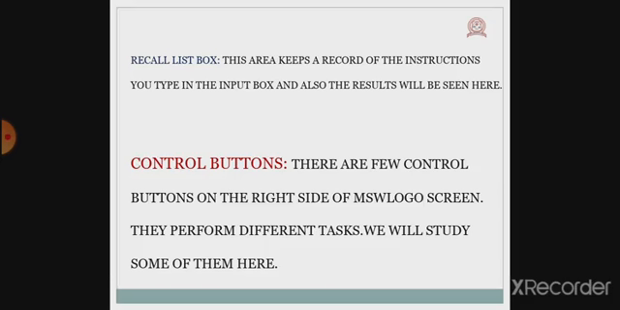The recall list box area keeps a record of the instructions we type in the input box and also shows the results of some of our commands here. So it keeps the record. If the list of commands goes out of view, we can click the scroll bar to view the commands. Okay? If we are going on typing the commands and we can't see the upper commands we have typed, we can click the scroll bar to view the commands in the recall list box. Okay?